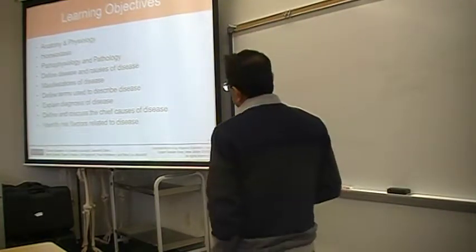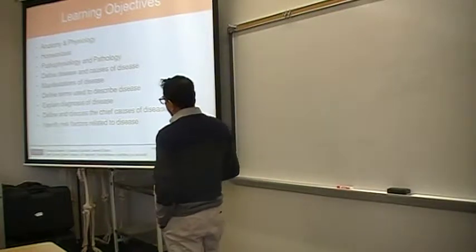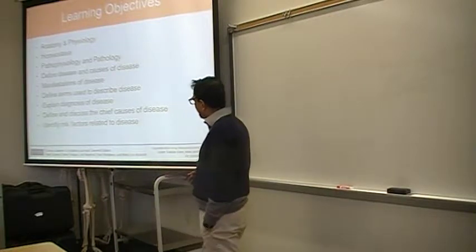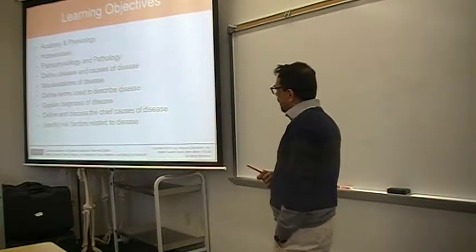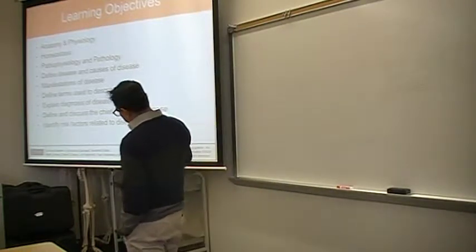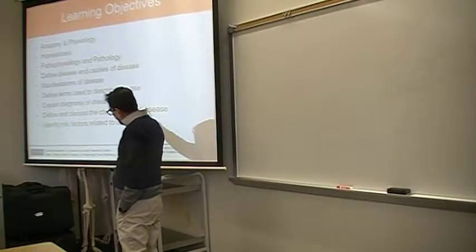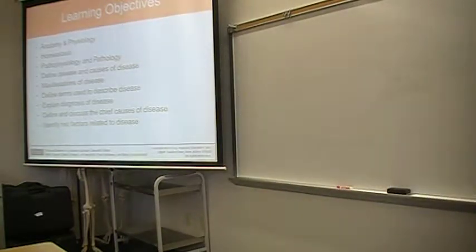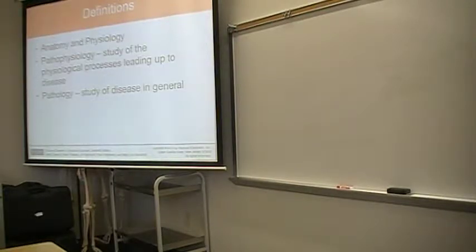Then we'll talk about the manifestations of disease, the terminology used to describe disease, diagnosis of disease, and as I have mentioned, causes and risk factors. So those are the things we'll go over. Okay. So first, what is anatomy? Anatomy is the study of the structure of the body.